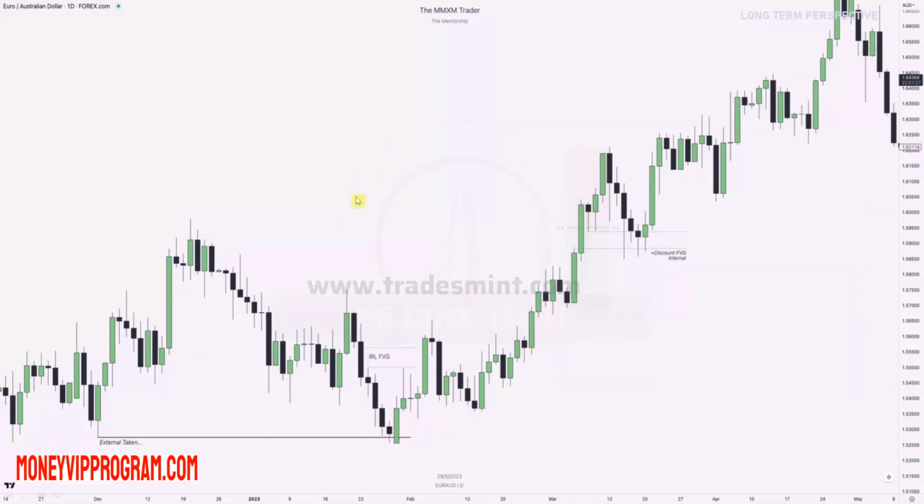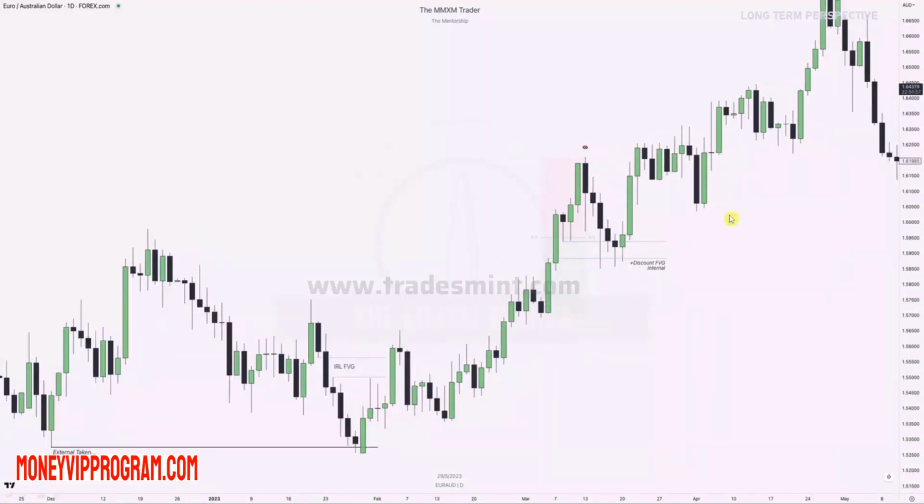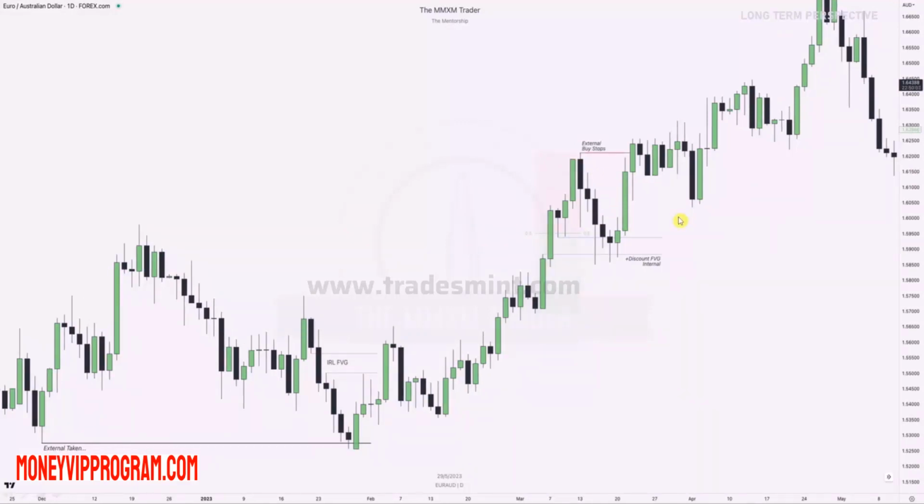We went external, right? And then we go back to internal. And once we hit internal, we want to go external once again, which is up here, right? Putting that I on there. So over here, external buy stops, and this keeps repeating over and over and over again.